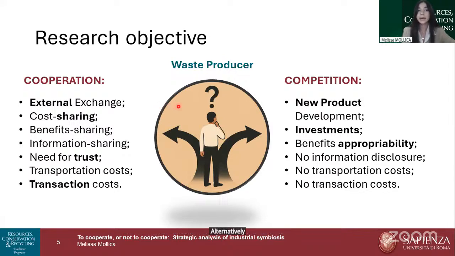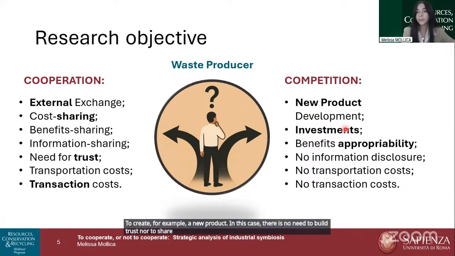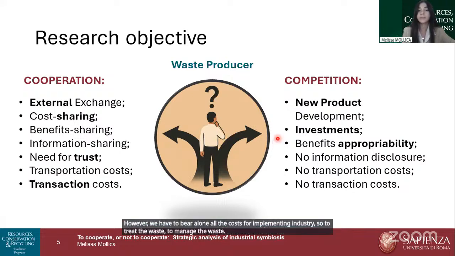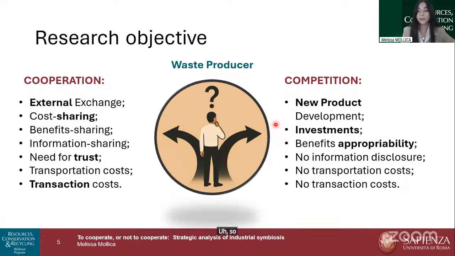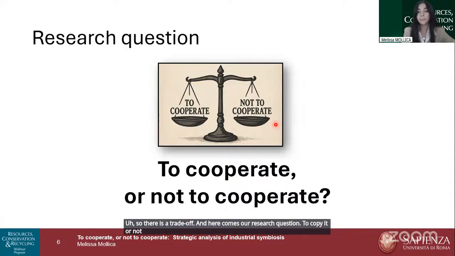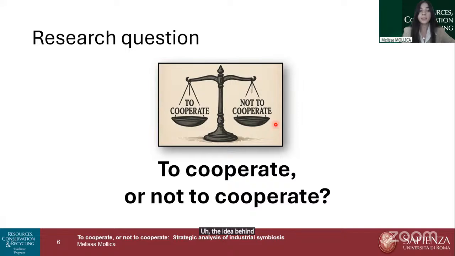Alternatively, we can decide to exploit the waste within the company itself to create, for example, a new product. In this case, there is no need to build trust nor to share anything with any external partner. However, we have to bear alone all the costs for implementing industrial symbiosis, so to treat the waste, to manage the waste, and also maybe some investments might be required. So there is a trade-off, and here comes our research question: to cooperate or not to cooperate? The idea behind this paper is to shed light on these two different strategic options.